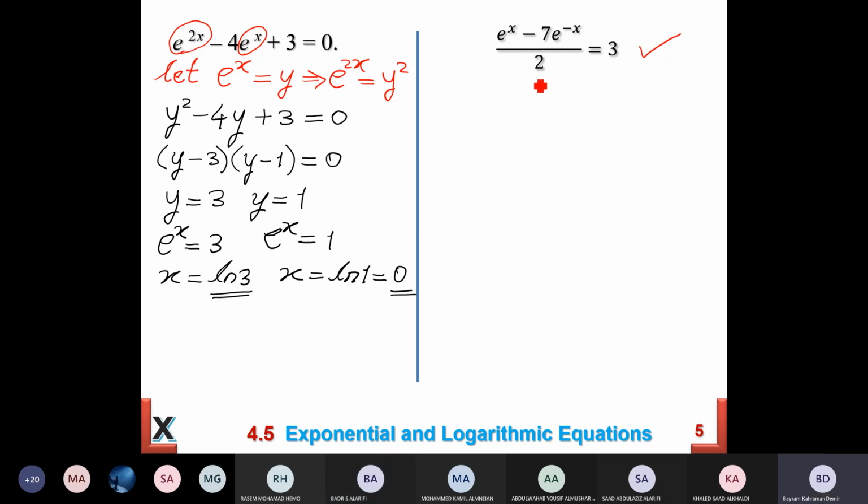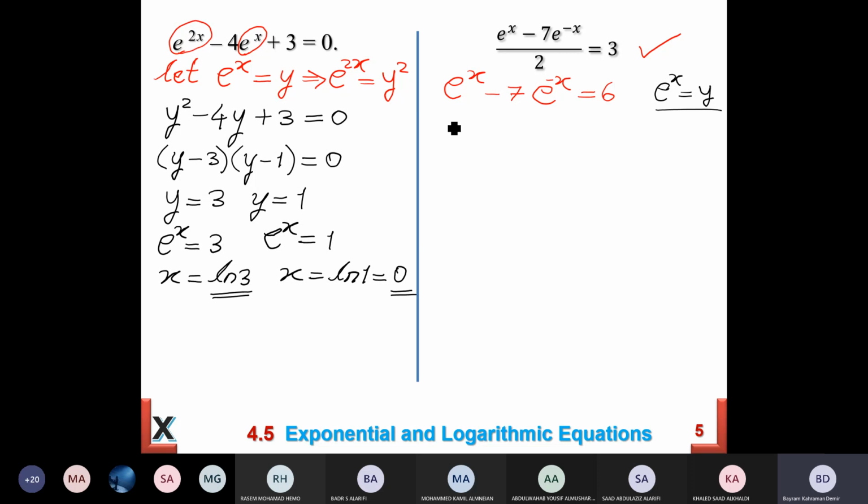Now look at this one. Can you tell me what is the first step I should do? I should simplify, right? Multiply by 2. So it is a clear logical step. e to the x minus 7 times e to the negative x equals 6. Yes, this is a simple step. And again, the same technique, Shabab. Suppose e to the x is y, just the same thing. Let's imagine, okay?